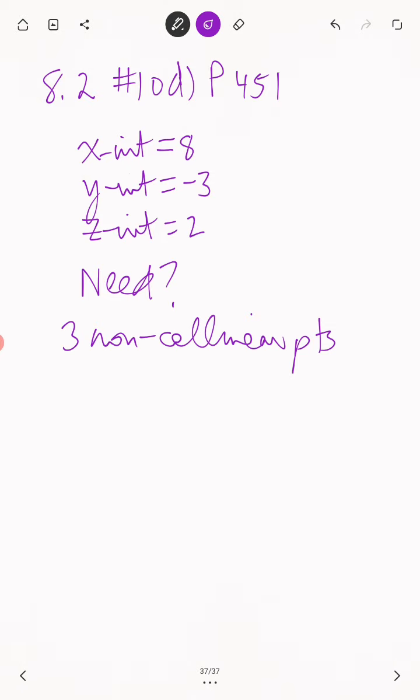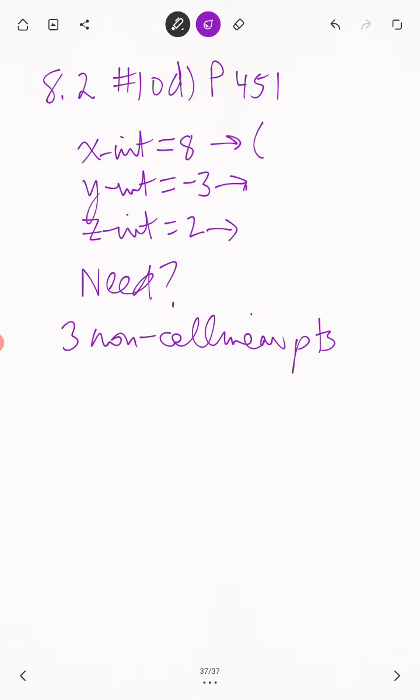So what else do we need to actually write the vector equation of the plane? Well, we need two direction vectors and one position vector that ends in a point on the plane. Any one of these points can be a position vector for the plane, right? Because they're all in the plane.